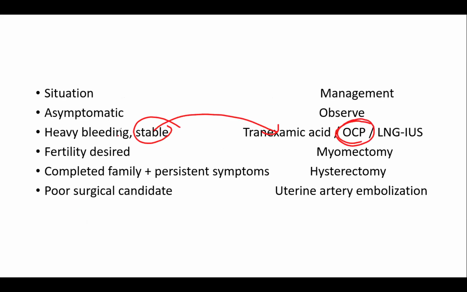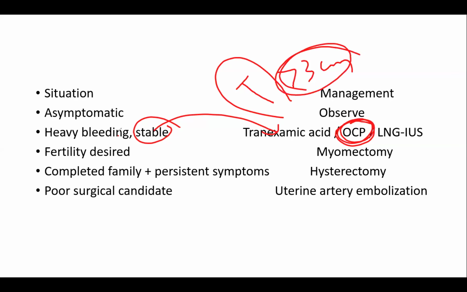Why will you not give OC pills in fibroid? Because OC pills will increase the size. What is the reason for the size increase in fibroid? Estrogen only will increase the size. Why is LNG-IUS not indicated in fibroid which is more than 3 centimeter? Because it is distorting the cavity. When the cavity of the uterus is distorted, will this T shape stay properly?